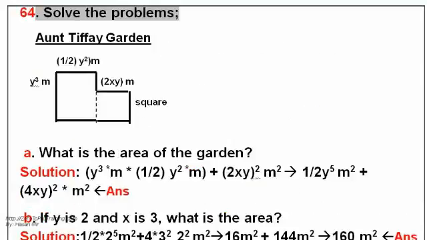Exercises. 64a. Tiffany's garden measurements are half times the product of y power m square plus the product of 4xy square and m square. 64b. The area is 160 meters square.